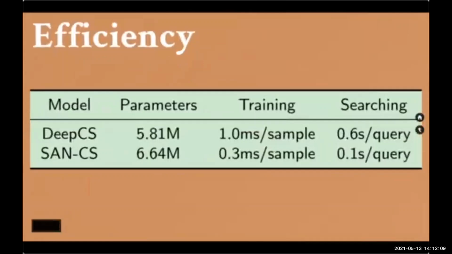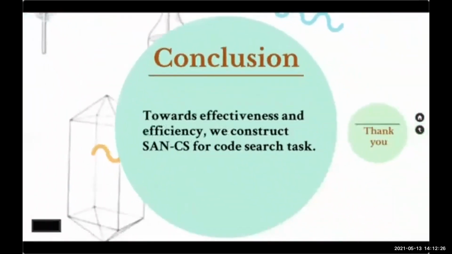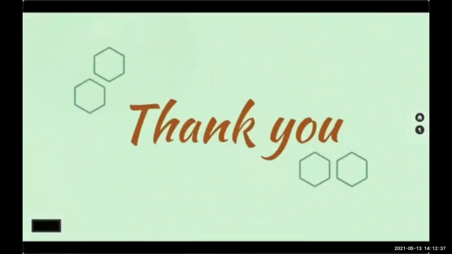For efficiency in this table, we can see that the training speed of SNCS is 3 times faster than DeepCS, and the search speed of SNCS is 6 times faster than DeepCS. Therefore, SNCS is a more effective and more efficient code search model. This is all I want to introduce. Thank you for your listening.